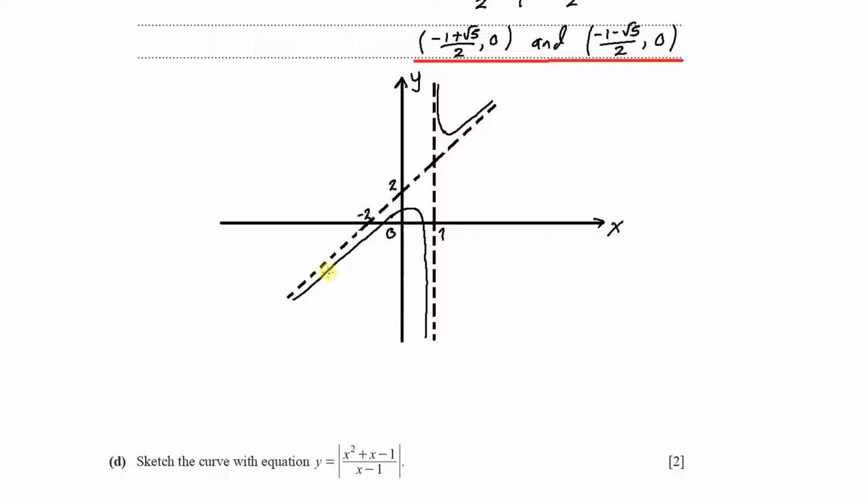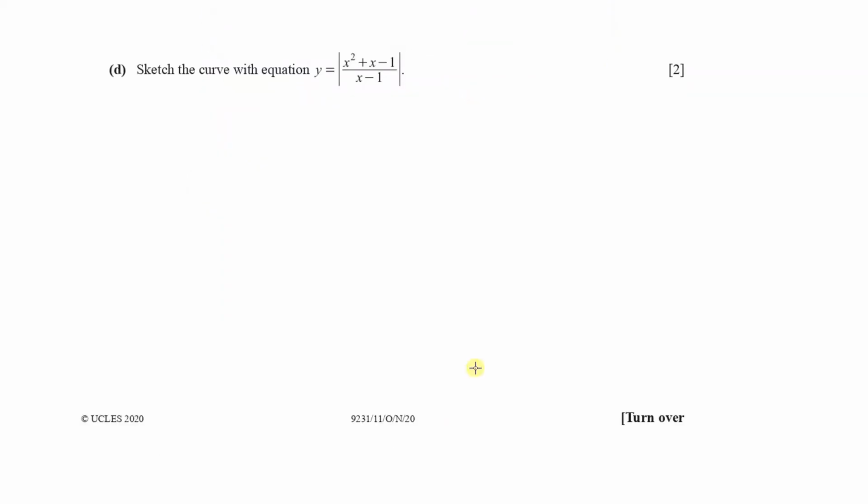On D, they say sketch the curve with the equation y is equal to modulus of x squared plus x minus 1 over x minus 1. So this is a modulus graph, and we know that the modulus graph is simply reflecting the original graph in the positive x-axis. So what I'm going to do here is reflect the part of the graph that is below the x-axis above the x-axis. So I'm just going to take just this part, because this part will remain, and place it here.